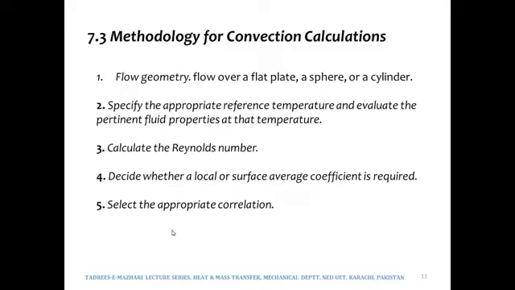type of flow, meaning laminar flow or turbulent flow, or whether it is the unheated starting length problem or a simple problem. So we need to be very careful while selecting the appropriate correlation from that list of various correlation expressions. We will look at that list in a bit towards the end of this chapter.